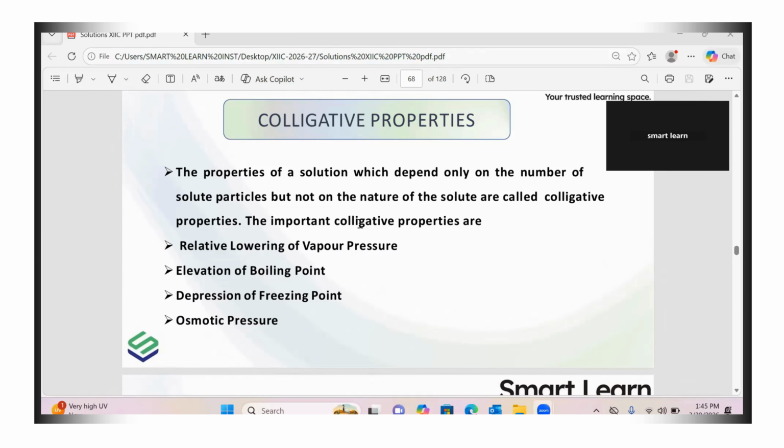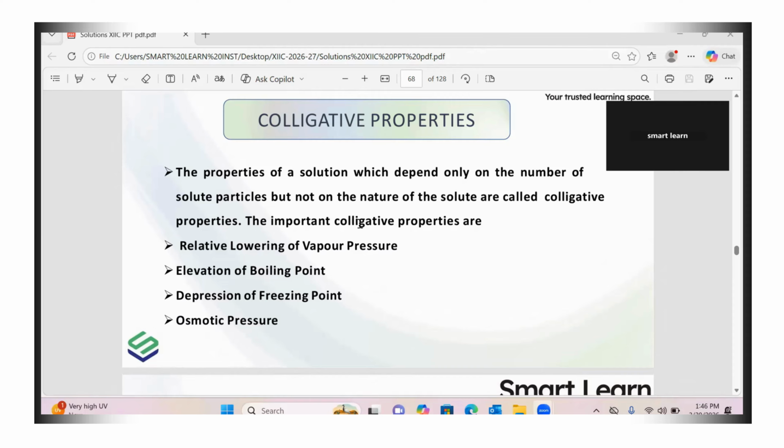Hi children. Last class we discussed the solution chapter up to colligative properties. So today we are going to discuss what colligative properties are. Colligative properties are the properties of a solution which depend only on the number of solute particles present in the solution and not on the nature of the solute.